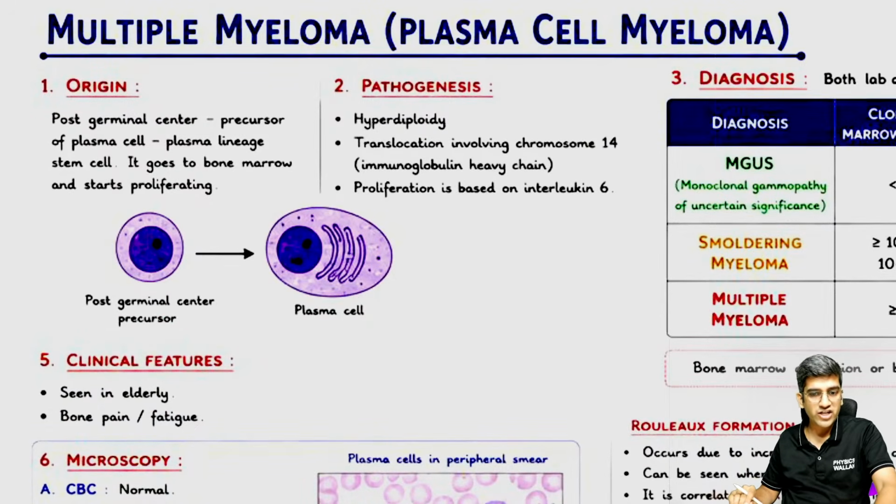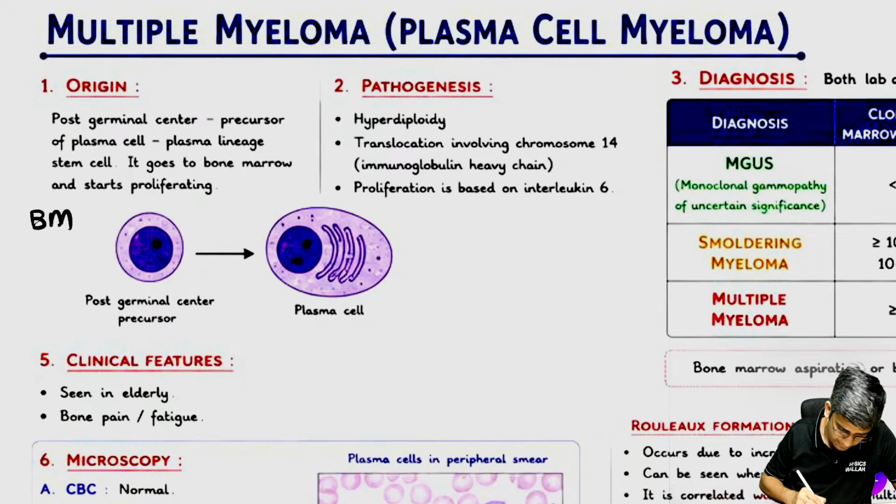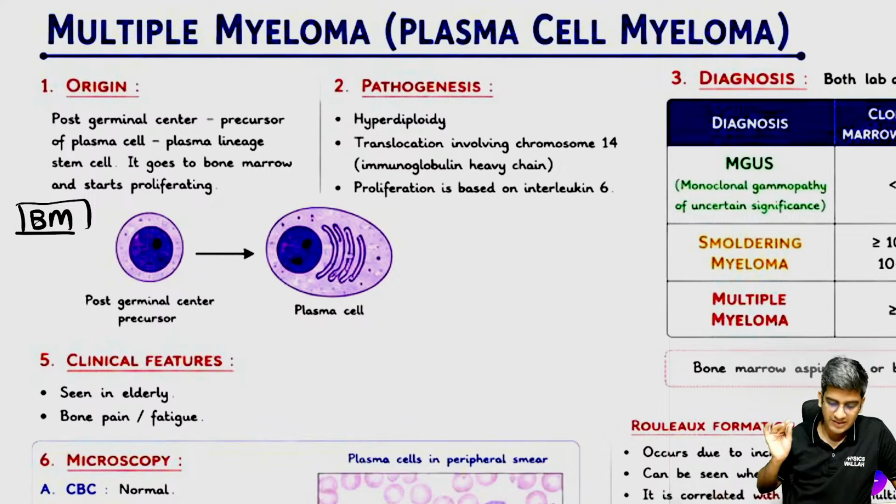The origin of plasma cell myeloma, multiple myeloma, is going to be the post-germinal center B cell. That's a plasma cell, right? But the most important thing: this has to come from the bone marrow. Multiple myeloma does not come in the lymph node. It has to be in the bone marrow only.